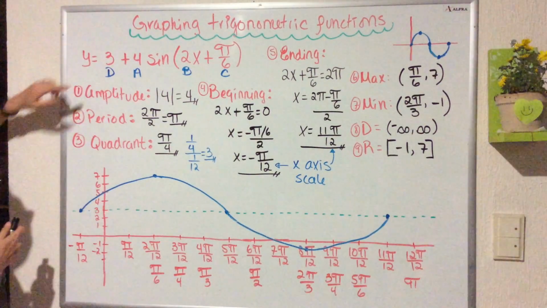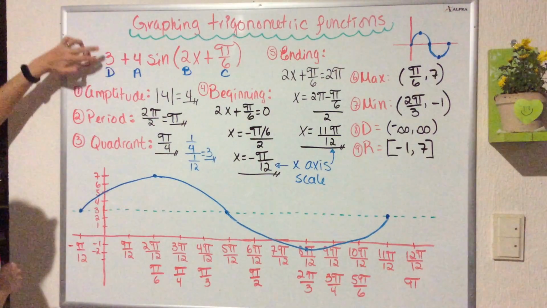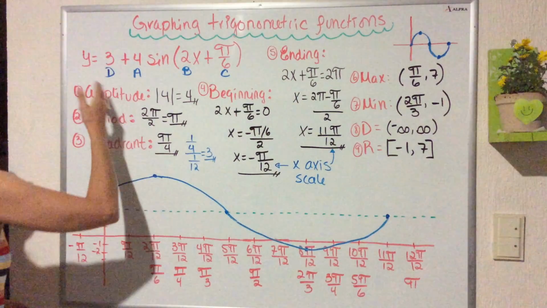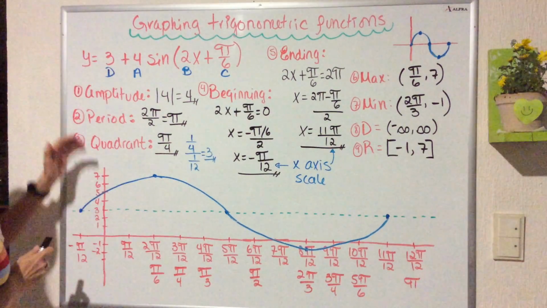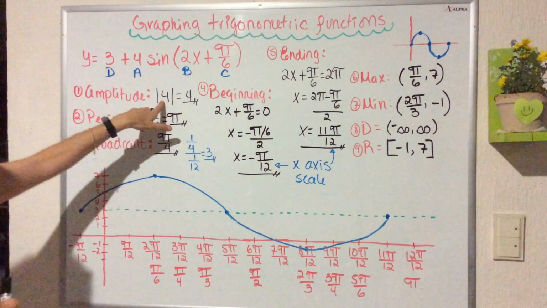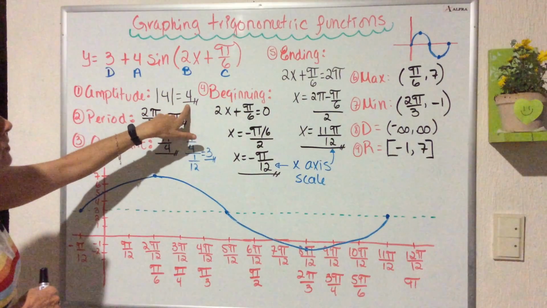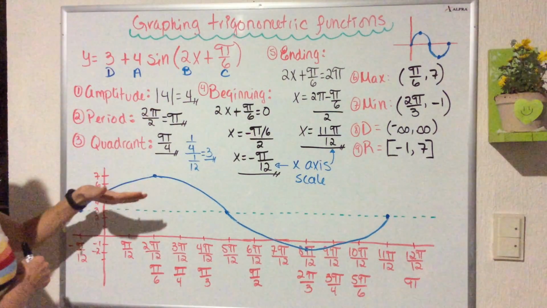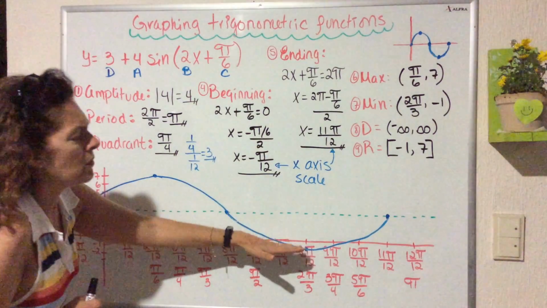Now, let me tell you that you could have the D at the beginning or at the end of the function. In this case, they are giving it to us at the beginning, but it is the same thing, okay? Now, let's start getting the amplitude. Amplitude equals the absolute value of A, and A equals 4, so the absolute value is 4. It means, remember, the distance from the x-axis to the maximum and to the minimum.